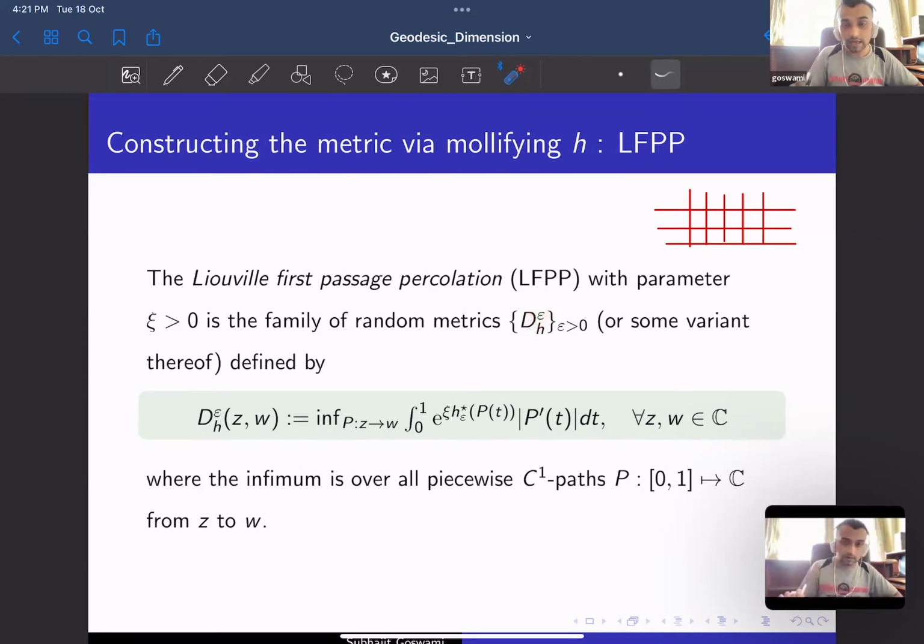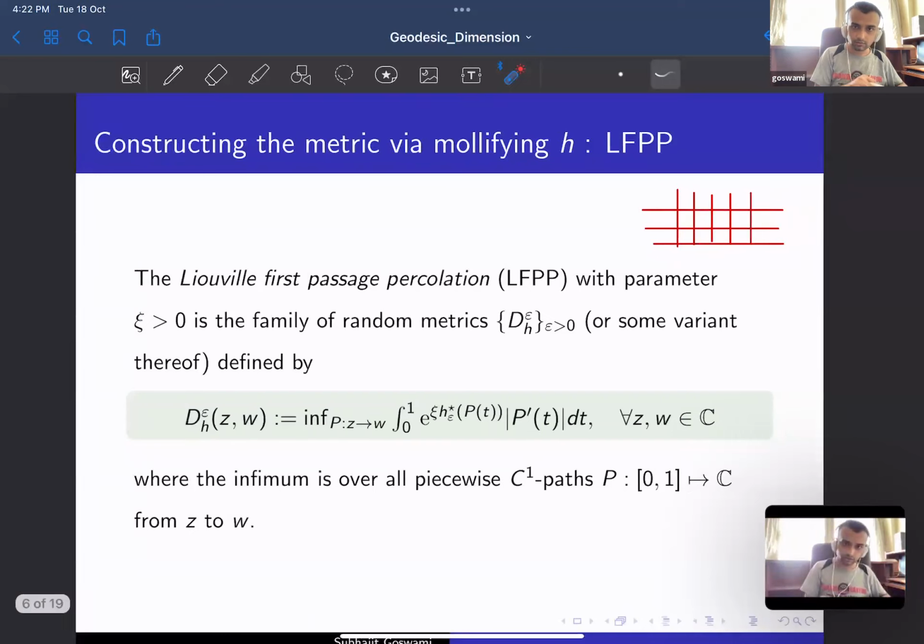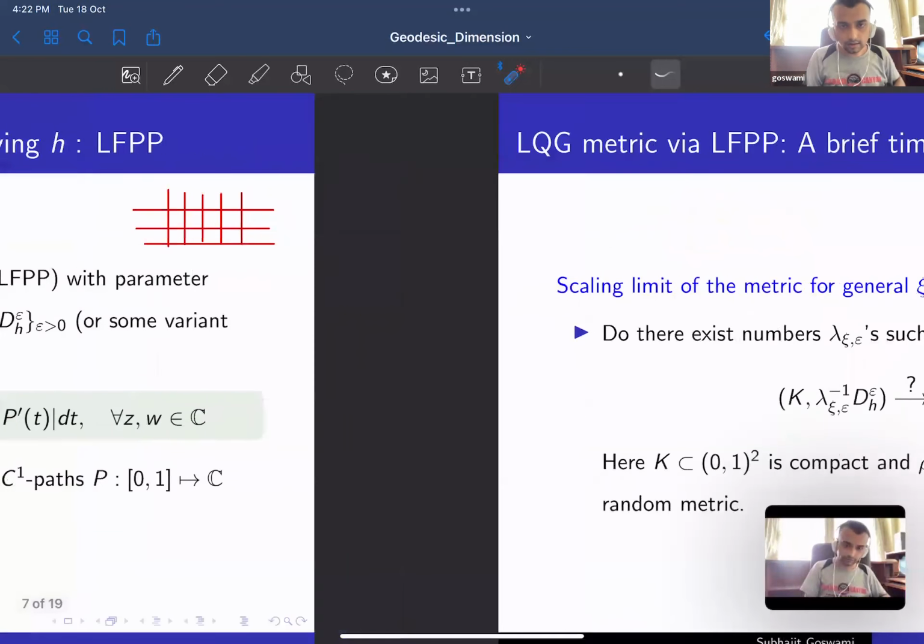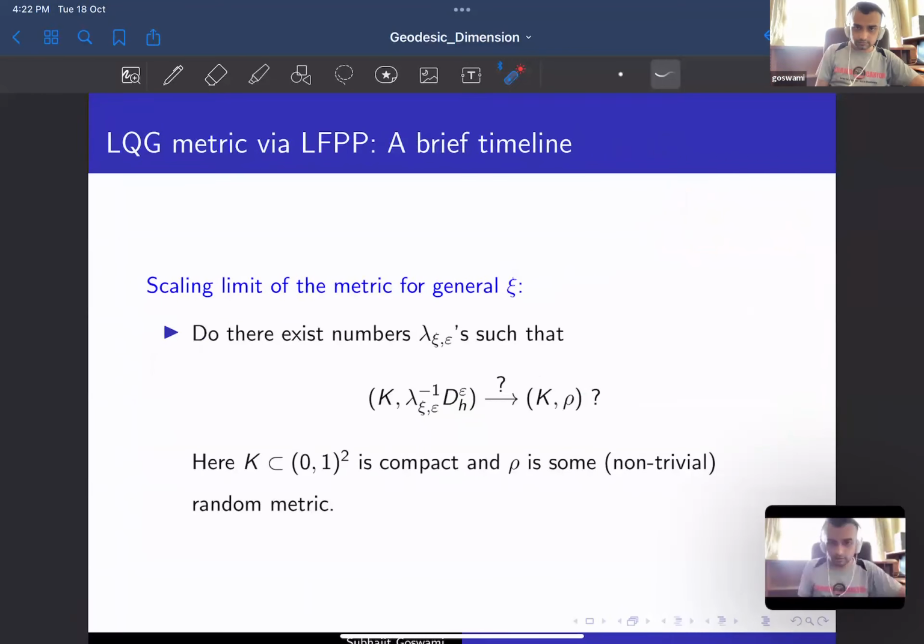So far so good. Now, how do you get a metric out of it? How do you actually plan to make sense of this limiting LQG metric? So here is a question. We want to take a scaling limit.